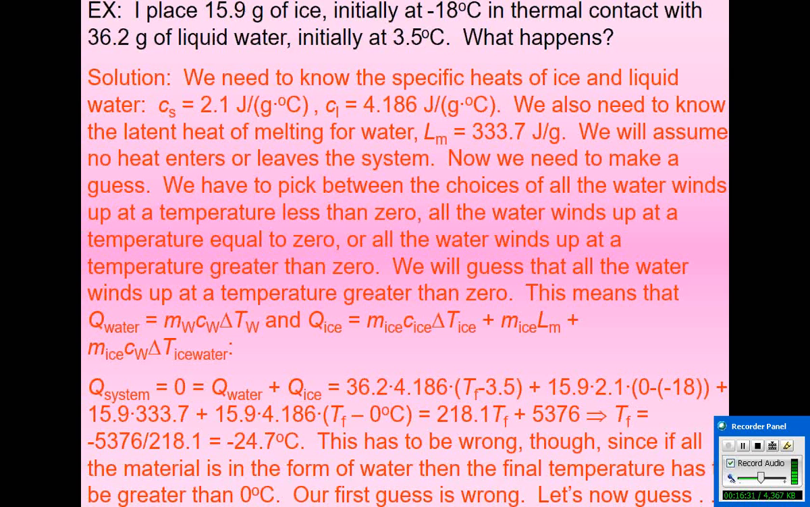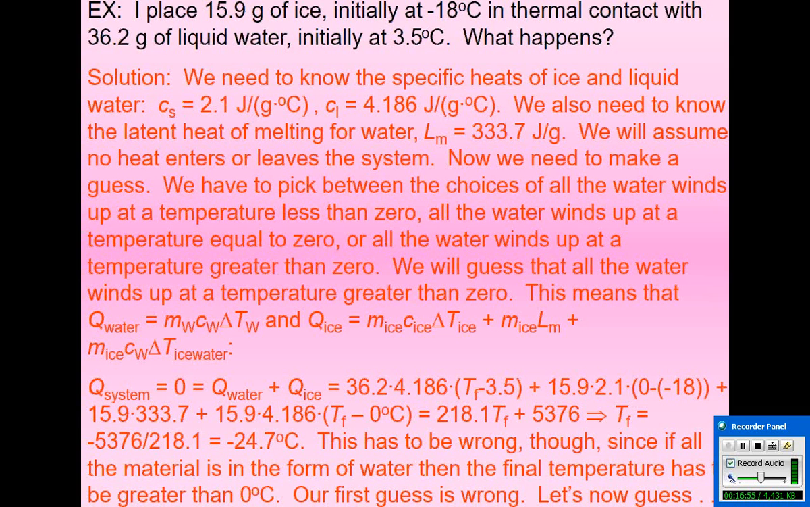Now, at this point in time, we need to make a guess. What is the final state of the system going to be? Here are the possibilities. We have a final state in which everything is frozen as ice, definitely greater than negative 18 degrees Celsius and probably less than 0 degrees Celsius.